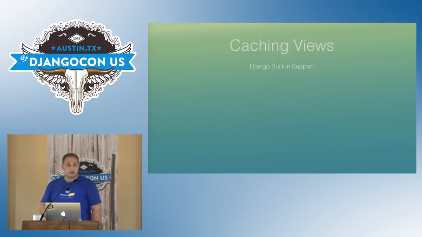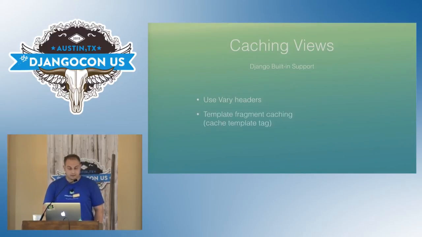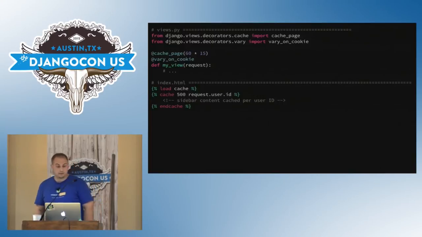The good news is Django has a solution for this, actually two. The first one is vary headers. You add another simple decorator, and each user's views will be cached separately. The second option is template fragment caching. You make use of the cache template tag, and you specify a parameter, such as the user ID, and everything will just work perfectly. So this is what these could look like.